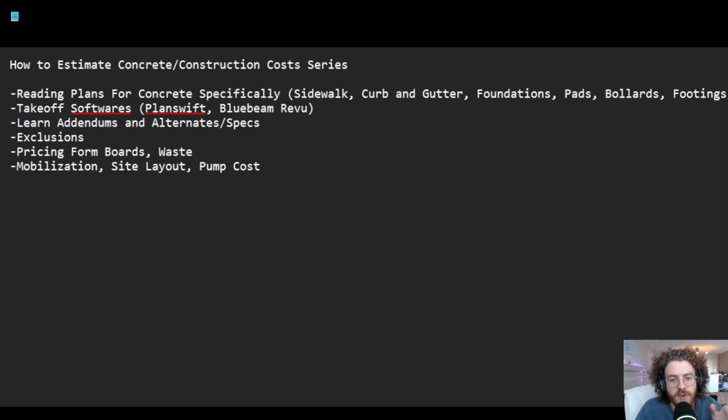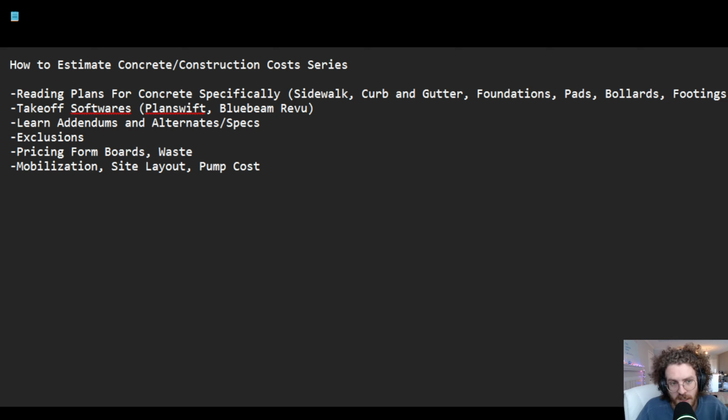Pricing form boards. We went over that, linear foot, splitting those up, how much it costs for each 2x12, 2x8. I don't know how long they come in, 2x16, maybe. Waste, I told you guys about that. The 20% that we figure is waste that is not going to get put into our footings, into our slab. It's just going to get wasted.